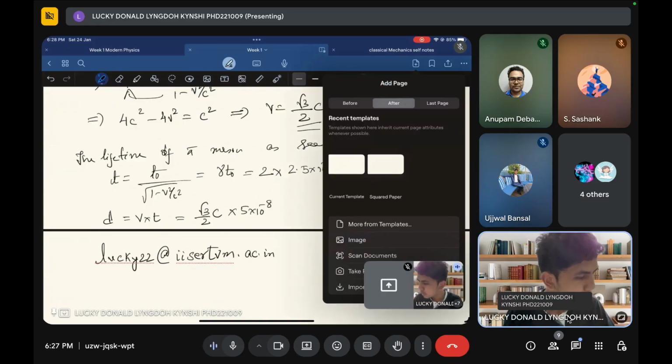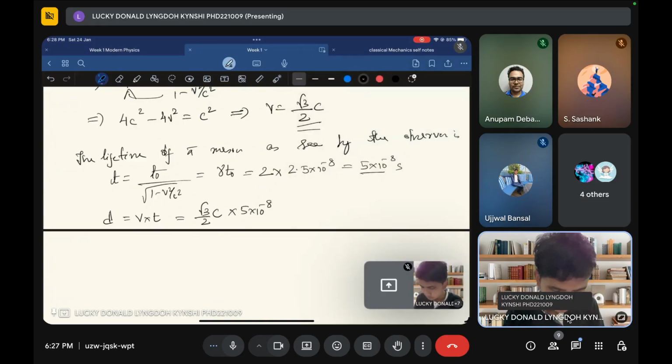Okay, and what is the distance? Distance is equal to √3/2 times c, where c is 3 × 10⁸ meters per second, times 5 × 10⁸. Okay, so 10⁸ and 10⁸ will get cancelled. So we'll get 15√3/2 meters. So this is the distance.